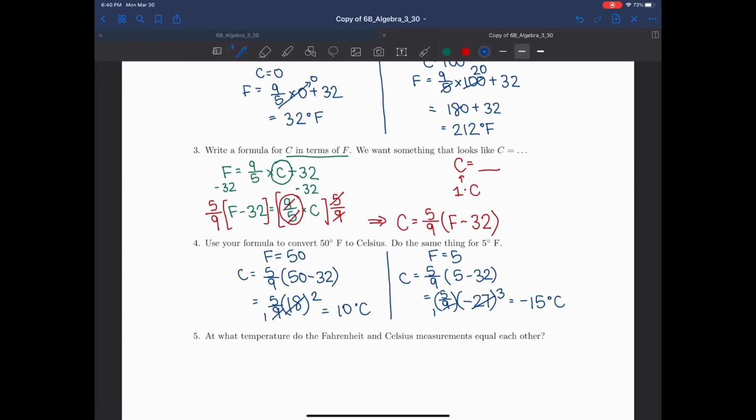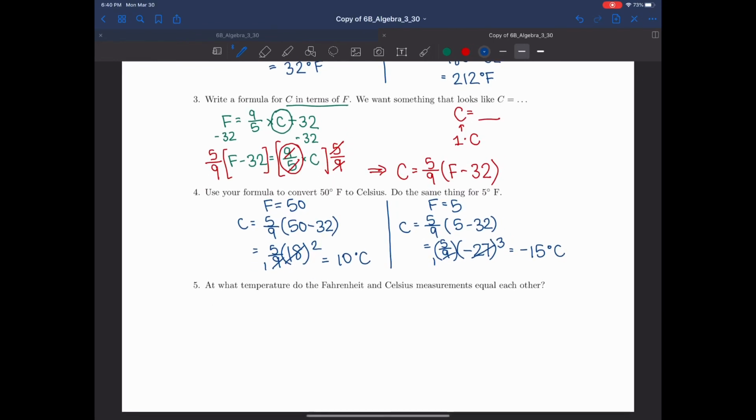So for the very last question, I left it kind of as food for thought at the end of class. There's exactly one temperature where the Fahrenheit and Celsius measurements are going to equal each other. So it doesn't matter if I measure in Fahrenheit or Celsius, I'm going to get the same number. So another way of writing this is actually F is equal to C. Okay? I'll let that sink in.